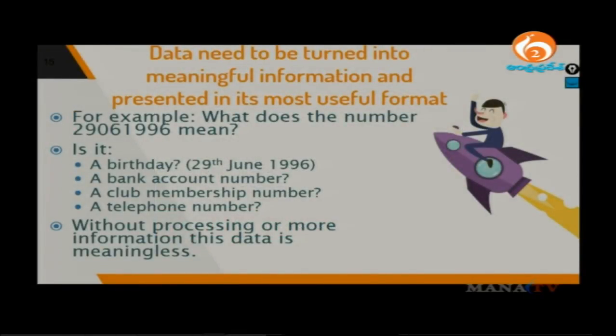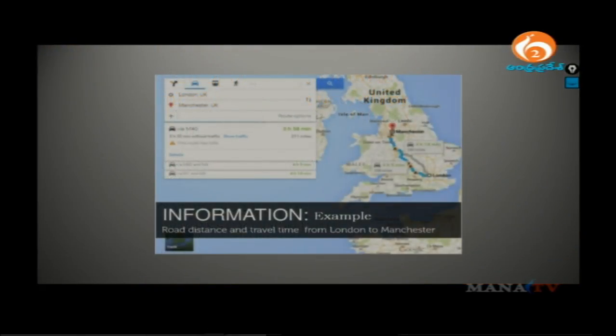Data needs to be turned into meaningful information and presented in the most useful format. That is what I talked about for the last few minutes. For example, what does a number mean? A birthday, 29 July 1996, a bank account number, a club membership number, a telephone number. Without processing or more information, the data is meaningless. Simple as that. Once I process this data, it can be turned into information.